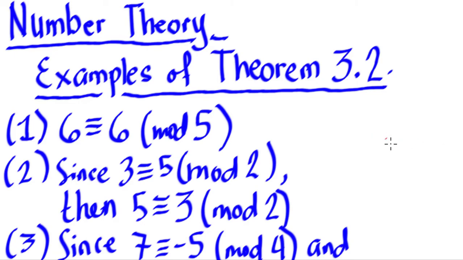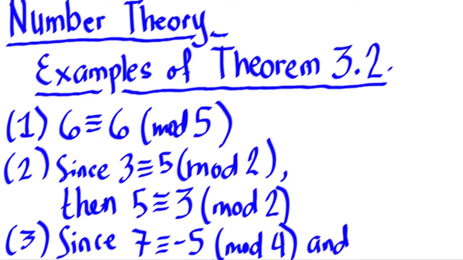So it has some of the properties of congruence. So we have the reflexive property, symmetric property, transitive property, and the rest. And the parts 4, 5, 6 are all about operations. But let's start with some examples.